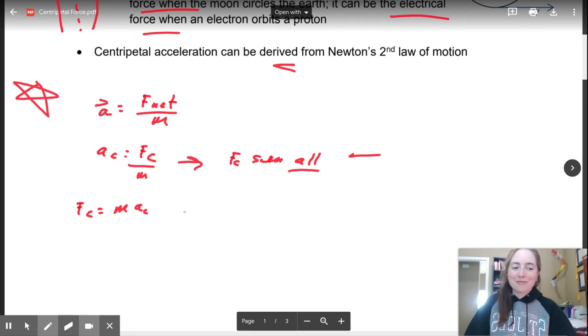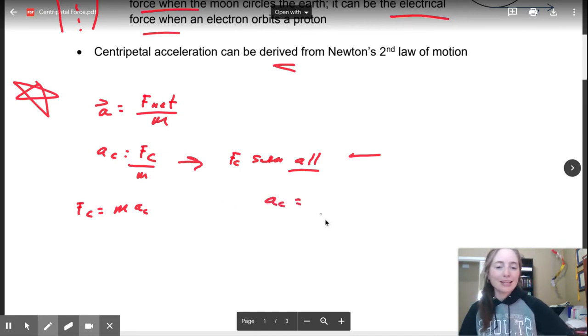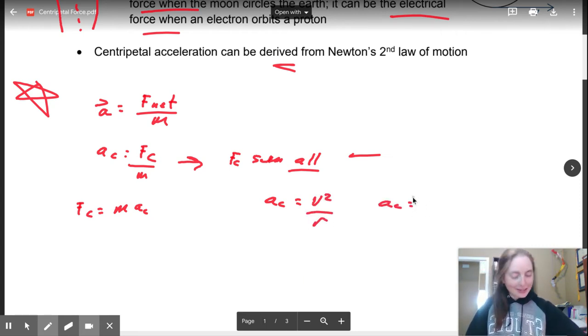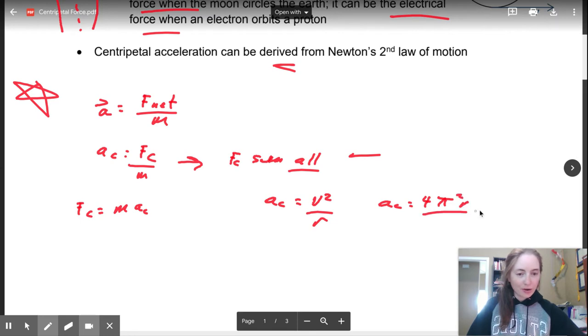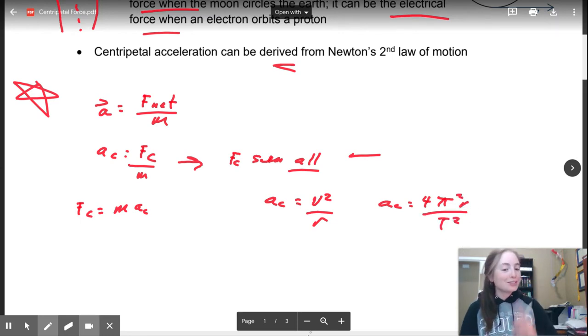You see where I'm going with this? Remember that a_c equals v squared over r, or a_c equals 4 pi squared r over period squared. These two equations are on your data sheet. You have these. Now remember how we can take this part of the equation and equate it to something here.